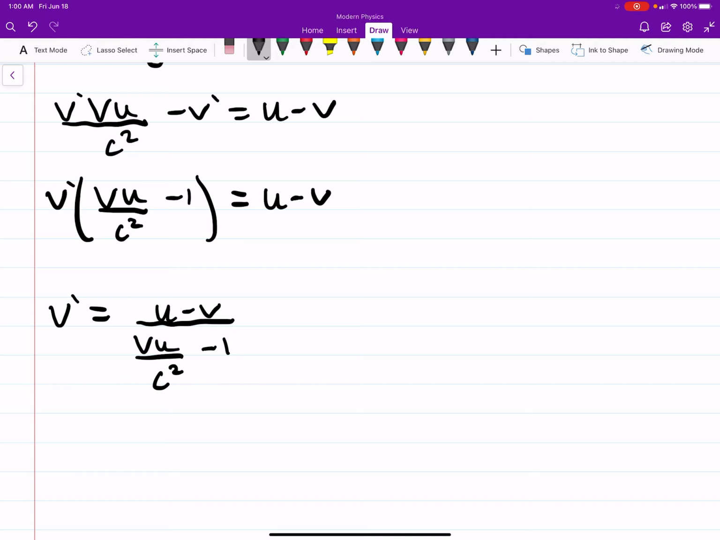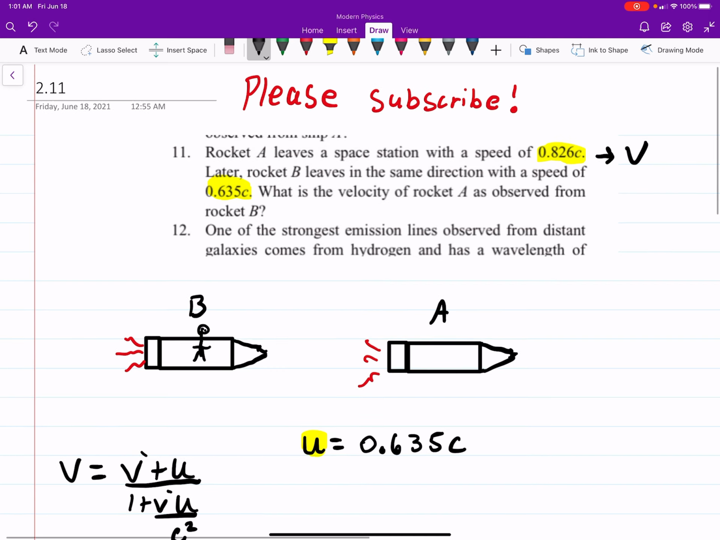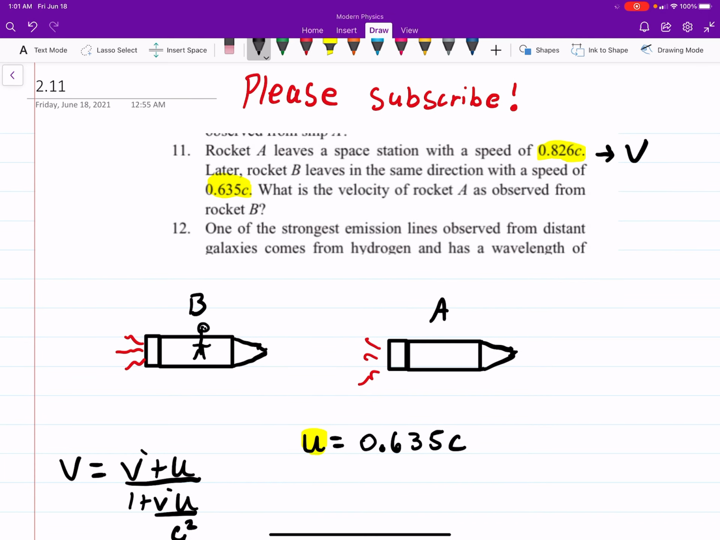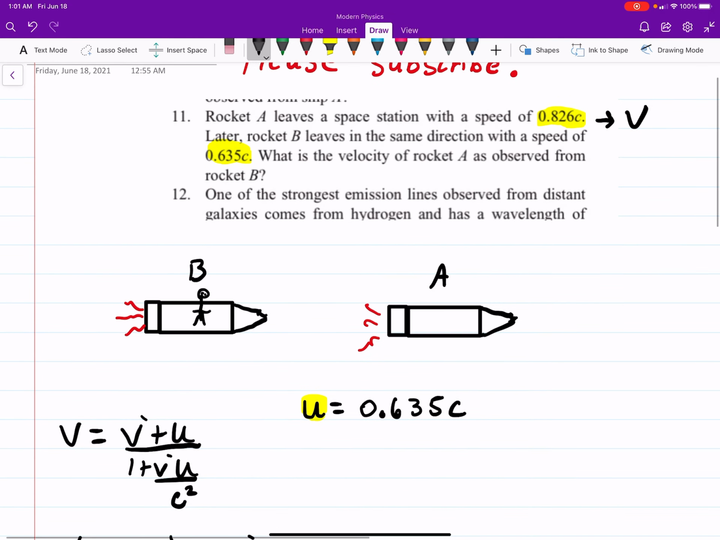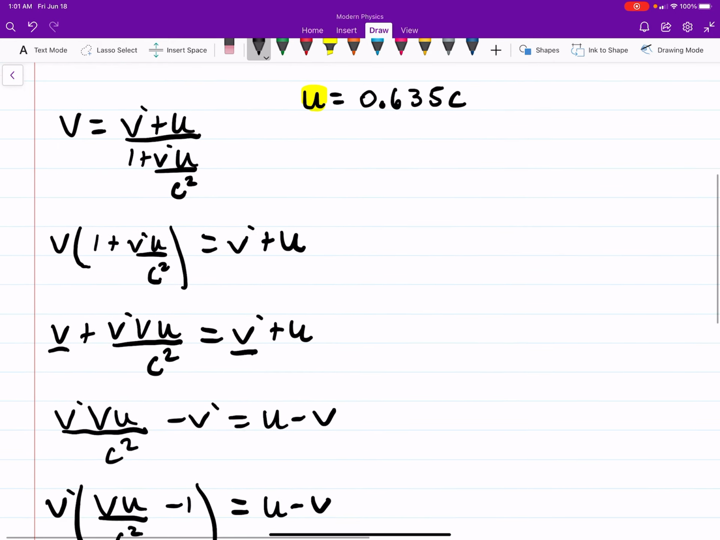And again, we know U and we know v, so all we need to do is plug this into our calculator. And when you plug this in, you get 0.402 c. Okay? So that is the speed of ship A as measured from ship B. Hopefully that makes sense for everybody.